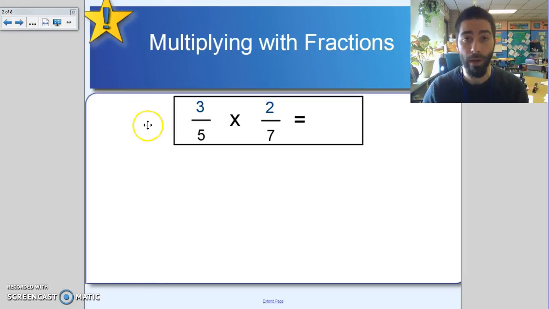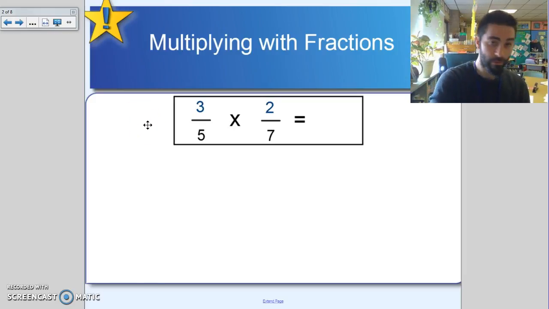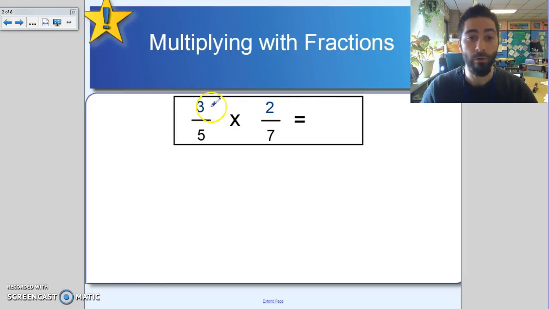When we multiply a fraction by a fraction, here's where we just multiply straight across. So we do the numerator times the numerator, 3 times 2, and we get 6. And then we do the denominator times the denominator, and we get 35. So 3/5 times 2/7 is 6/35. So that's pretty straightforward, multiplying fraction by fraction.